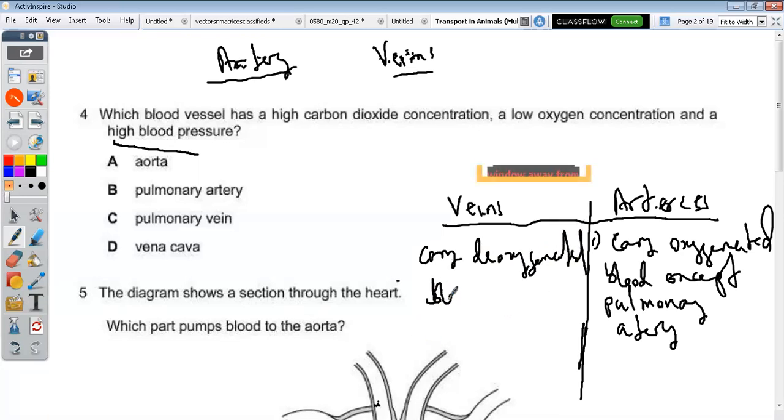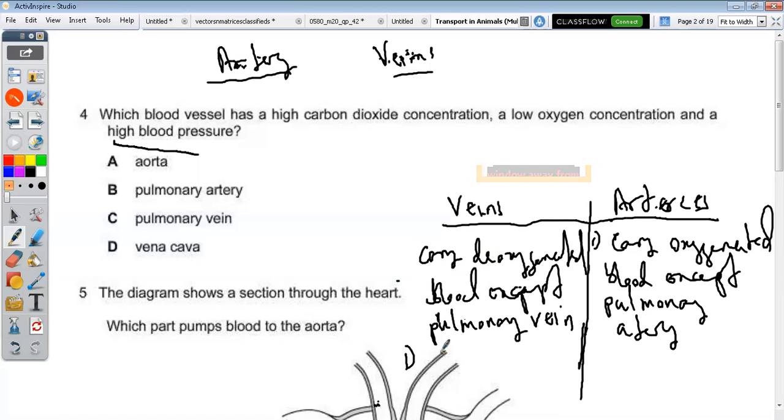Deoxygenated blood, except the pulmonary vein. The pulmonary vein carries oxygenated blood from the lungs back to the heart. Except the pulmonary vein. That's what we said. Then I said all veins carry blood towards the heart.